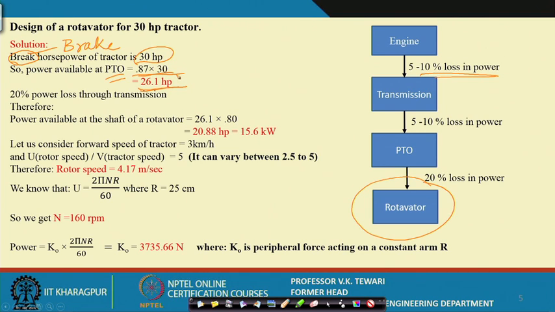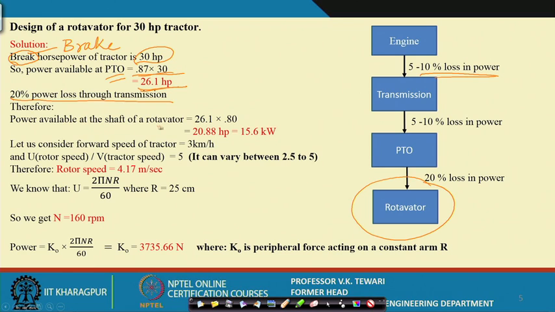Now, for this horsepower, there is a 20% loss through the transmission. We assume a 20% loss, just slightly higher, and in fact this goes toward the factor of safety we are keeping for unforeseen situations when the implement is operating in the field. So, the power available at the shaft is about 80% of this, about 15.6 kilowatt, which is available at the shaft of the rotor.